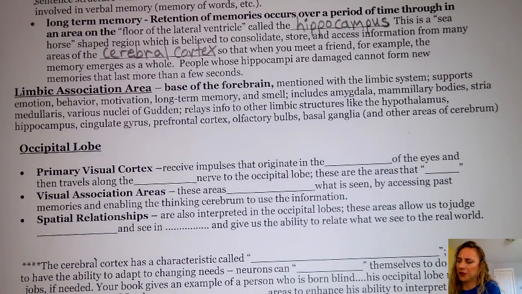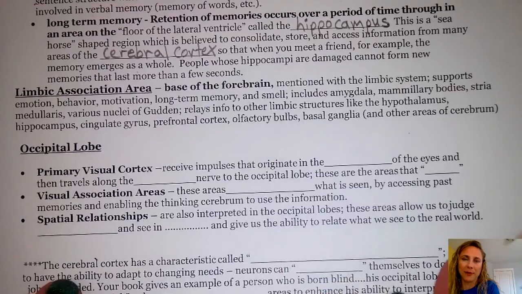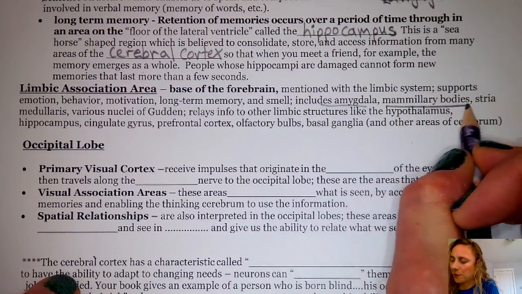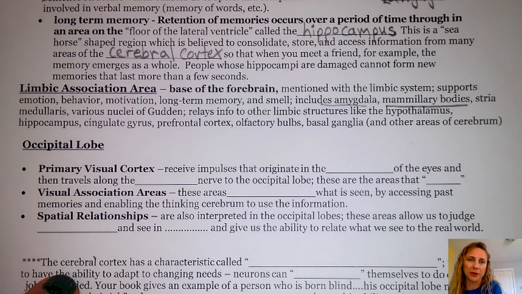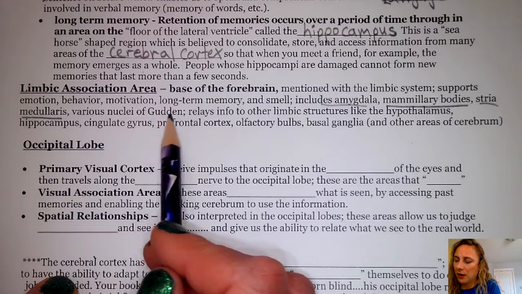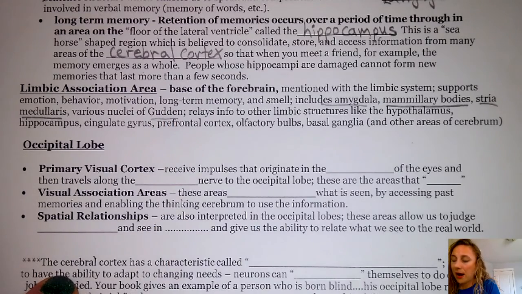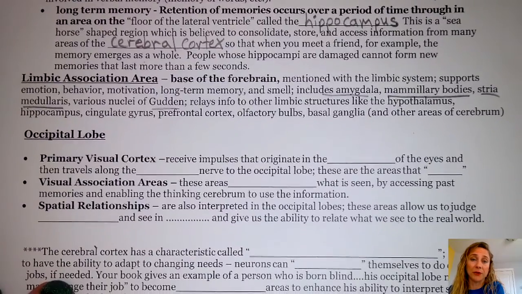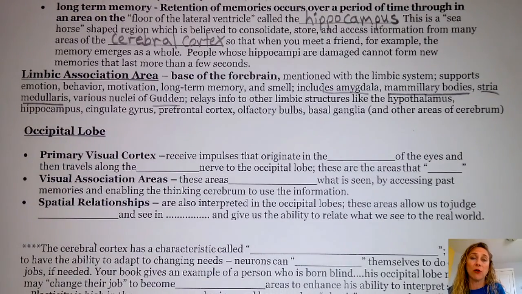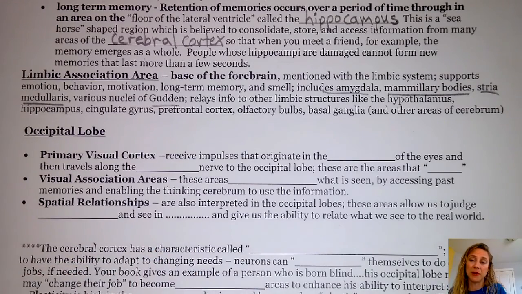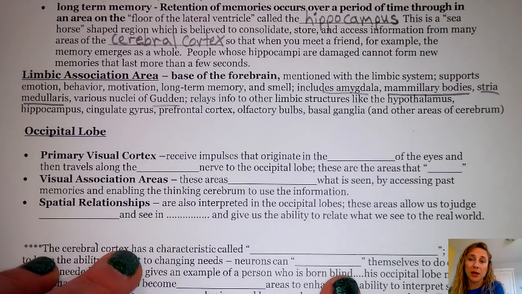So we already mentioned it. I accidentally put it here too, I guess. We also have to mention there are some mammillary bodies there, so some other gray matter areas, and the stria medullaris and various nuclei of the Gudden. Okay, I'm not going into those. Those are for your higher level anatomy courses, but they relay info to other structures, and they're all working together in these basic drives.